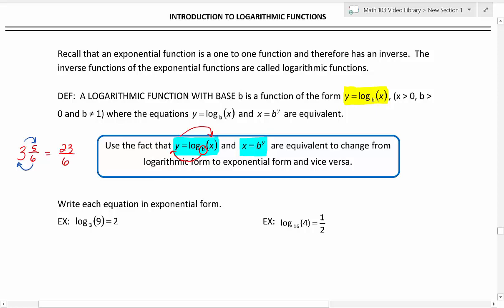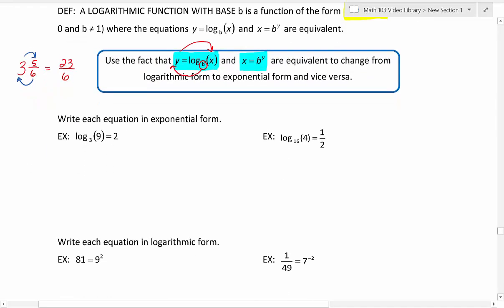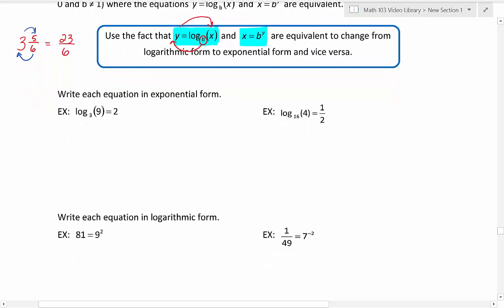Also remember that the logarithmic base and the exponential base always have to be the same number. So that can also help you with the rewrite. So we're going to practice converting back and forth between notation. So let's write each equation in exponential form.